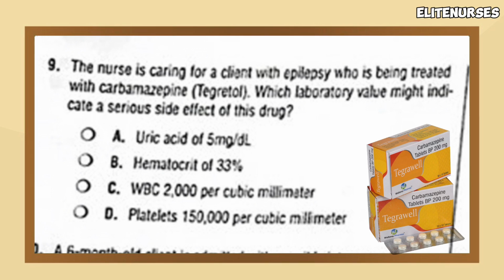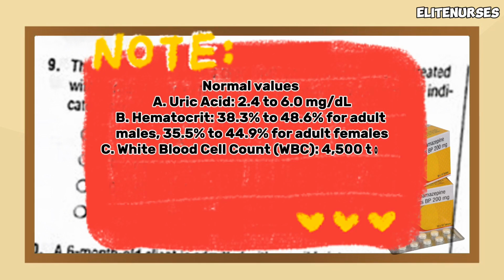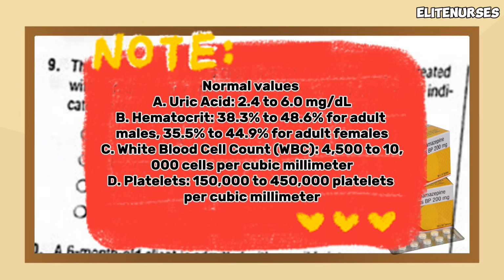Yes, we know that carbamazepine can cause bone marrow suppression, which may lead to a decrease in white blood cell count and platelet count. And so if you know the cause of the side effect of carbamazepine, you will not have to look through all these possible answers. We just select the few which are related to carbamazepine. And so let's look at the normal values for the white blood cell count and then the platelet count. We have the normal values of the white blood cell count to range from 4,500 to 10,000 cells per cubic millimeter, and that for the platelet is 150,000 to 400,000 platelets per cubic millimeter.